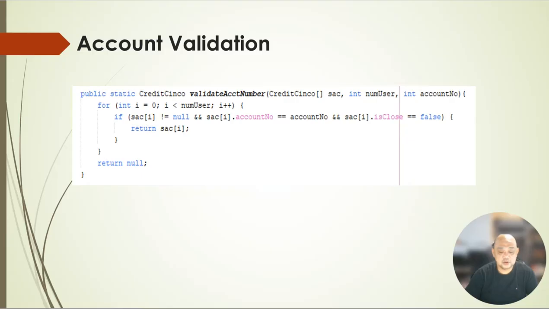This is the method for the account validation with the parameters of the instance of the object array, int num user, and int account number. This is a linear search that finds the account number and is used for validation of whether the account is valid or not, and if the account has already been closed.